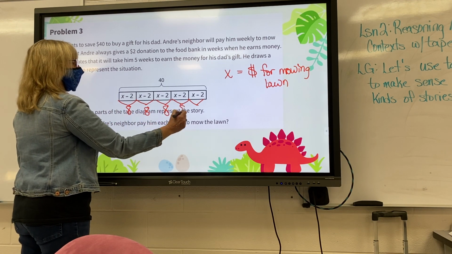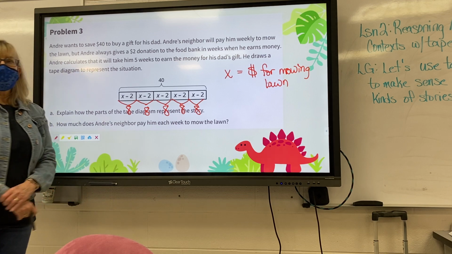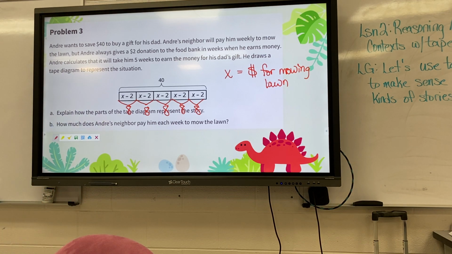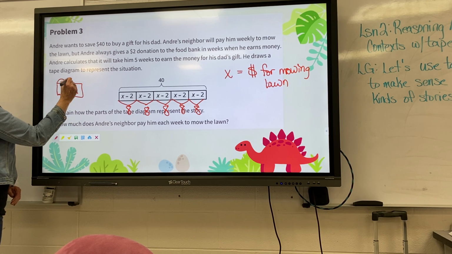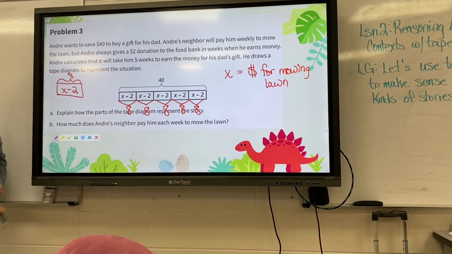Is that what it's saying? Look at it again. Is x minus 2 what he gets paid to mow the lawns, or is x what he gets paid to mow the lawns? X. Well, x minus 2 equals 8. So x can't equal 8, can it? X is 10.